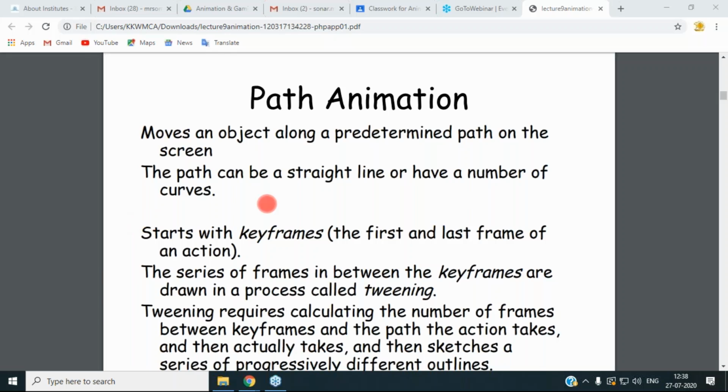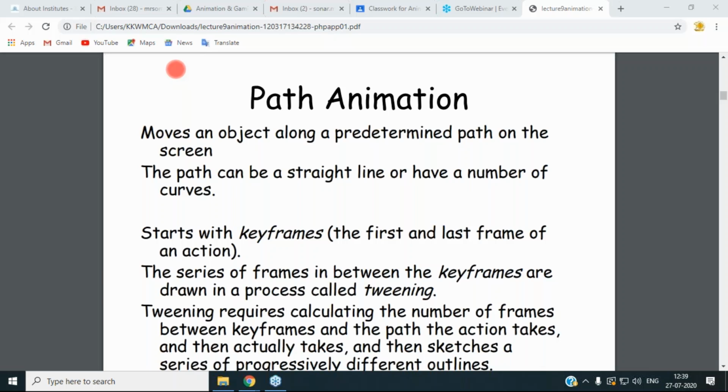The path here can be a straight line or have a number of curves. So either we can have a straight line on which the object is moving, or some kind of curved lines on which the object is moving. So like this, there is a path animation. You have to understand there are two different types: cell animation and path animation, which are generally being used.